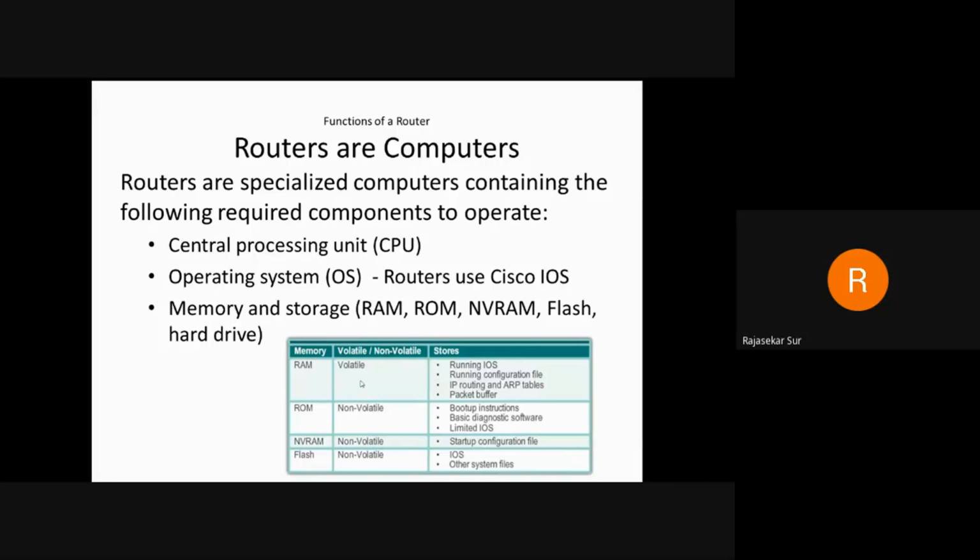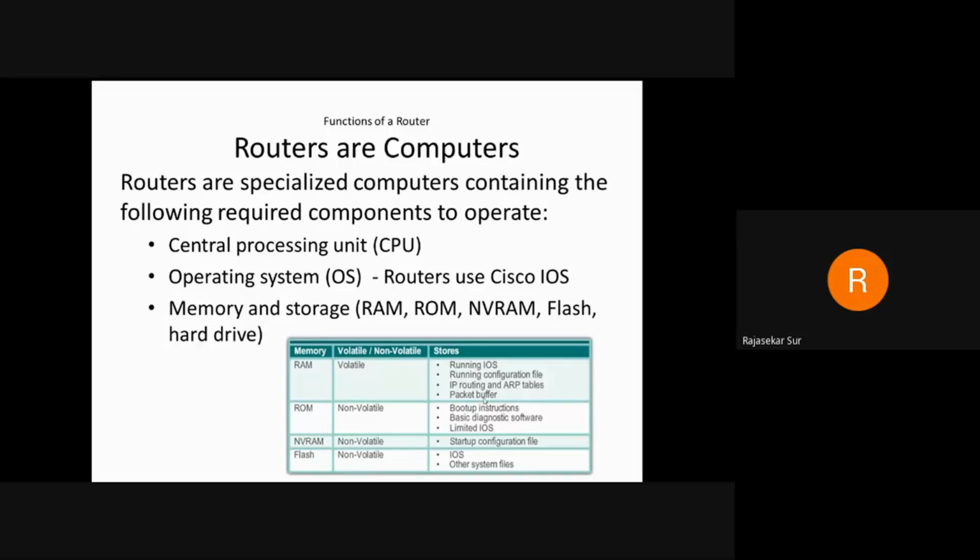Now, what are we going to store here? You can see there are so many things given here. A few terms you cannot understand now, but once you complete this lecture, you will understand. In RAM, it will store the running operating system, IOS, the operating system which is running. Then configuration files, routing tables, ARP tables, packet buffer.